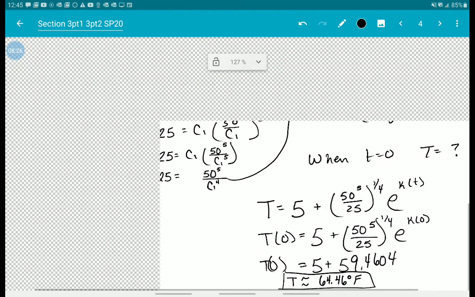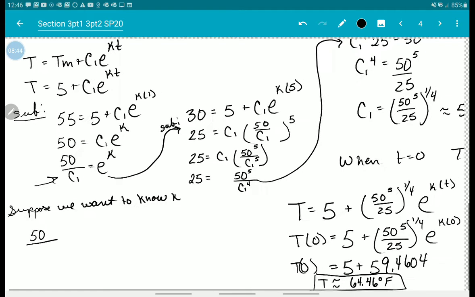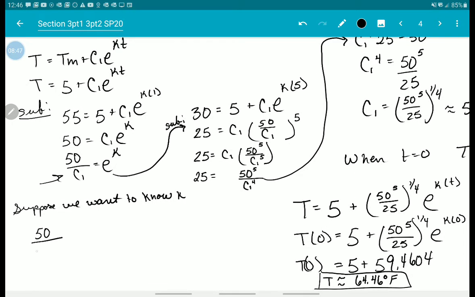Now, if we wanted to know K, like I said, we could plug in here. So we're going to have 50 divided by our C1. And then if we take the ln of both sides, that would give us our K value.